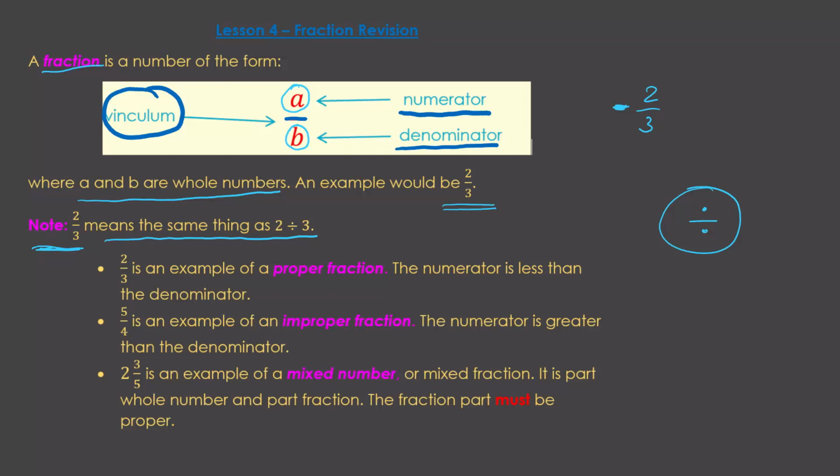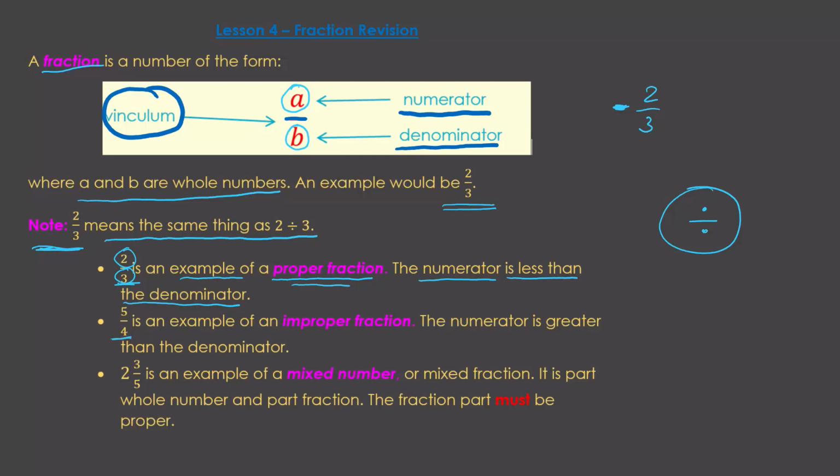Now, there are some different types of fraction. 2/3 is an example of what we call a proper fraction. A proper fraction is where the numerator is less than the denominator. So we can see that 2 is the numerator, 3 is the denominator, and 2 is less than 3. So we have a proper fraction.